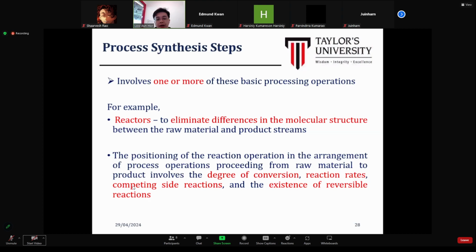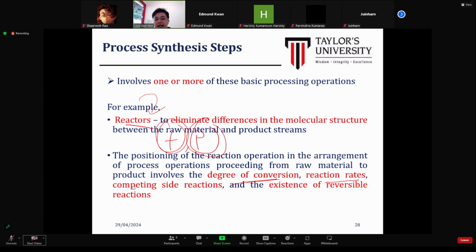Okay, for example, for the reactor, you want to carry out a chemical reaction. First you need to identify the operating condition. The main operating conditions are temperature and pressure. But at the same time, you also need to know what conversion we can achieve under the selected operating temperature and pressure here. And also what is the reaction rate of the chemical reaction that you are going to carry out under the selected temperature and pressure.